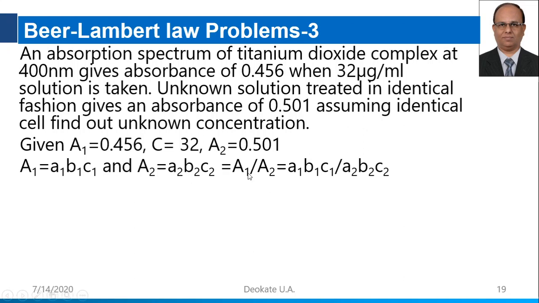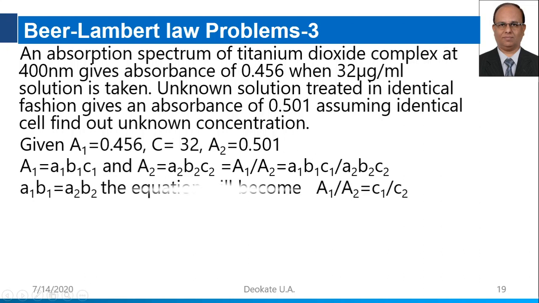So we can divide A1 upon A2 equals a1 into b1 into C1 divided by a2 into b2 into C2. As these a1, b1 and a2, b2 are the same, the modified equation will be A1 upon A2 equals C1 upon C2. Now you cross multiply this equation.